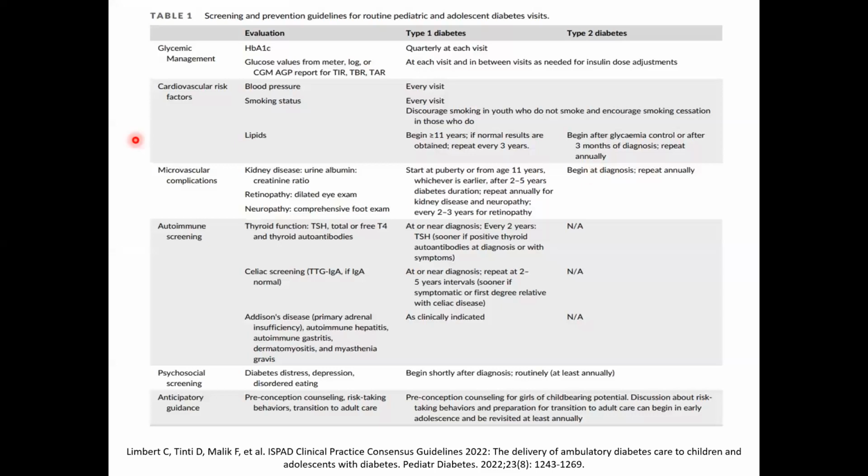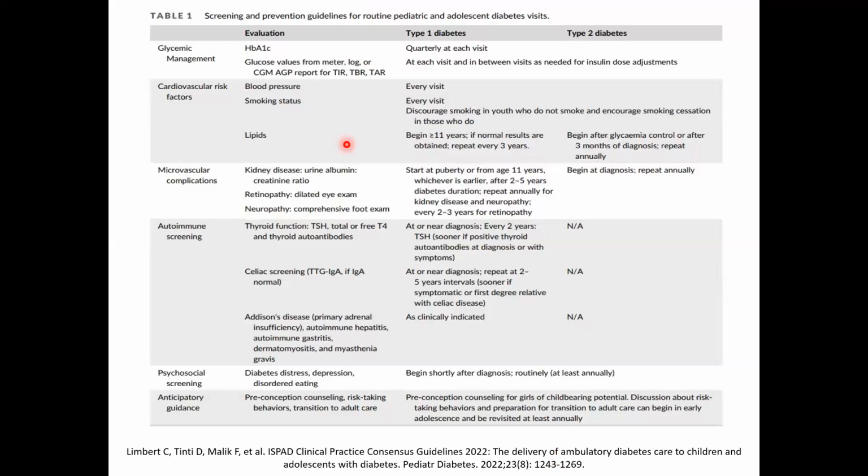So let's look at the screening and prevention guidelines for children with diabetes. In terms of glycemic control, we evaluate two parameters: the hemoglobin A1c and the blood glucose readings. The hemoglobin A1c should be done quarterly, that is at least four times in a year. And the blood glucose readings should be evaluated during every clinic visit.